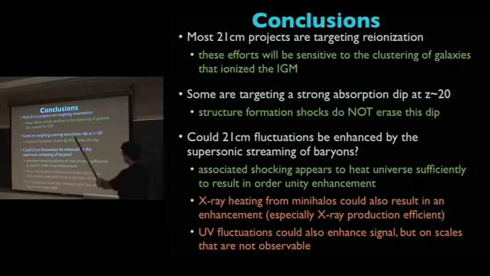Most 21 centimeter experiments are targeting the signal from reionization, and I argued that these efforts will be mostly sensitive to the clustering of galaxies and ionization. That's the first thing we're going to learn from these experiments. Some are targeting a strong absorption dip that occurs around redshift 40, and fortunately we find that structure formation shocks do not erase this dip, in contrast to previous efforts that investigated this. Could 21 centimeter fluctuations be enhanced by the supersonic streaming of the baryons relative to the dark matter? We found that homogeneous shock heating was not sufficient to create large fluctuations, but that modulation of X-ray and UV background fluctuations could potentially, under certain circumstances, enhance the 21 centimeter signal and give you larger BAO peaks. Okay, that's all. Thank you.